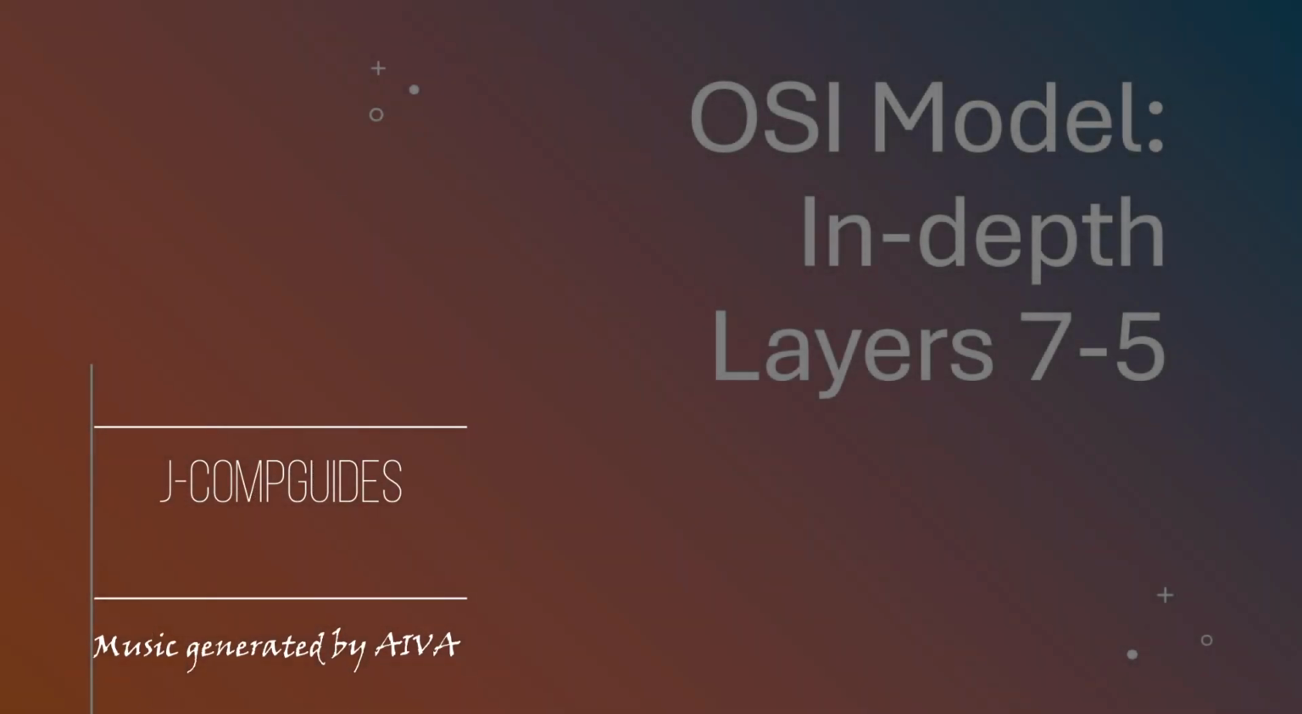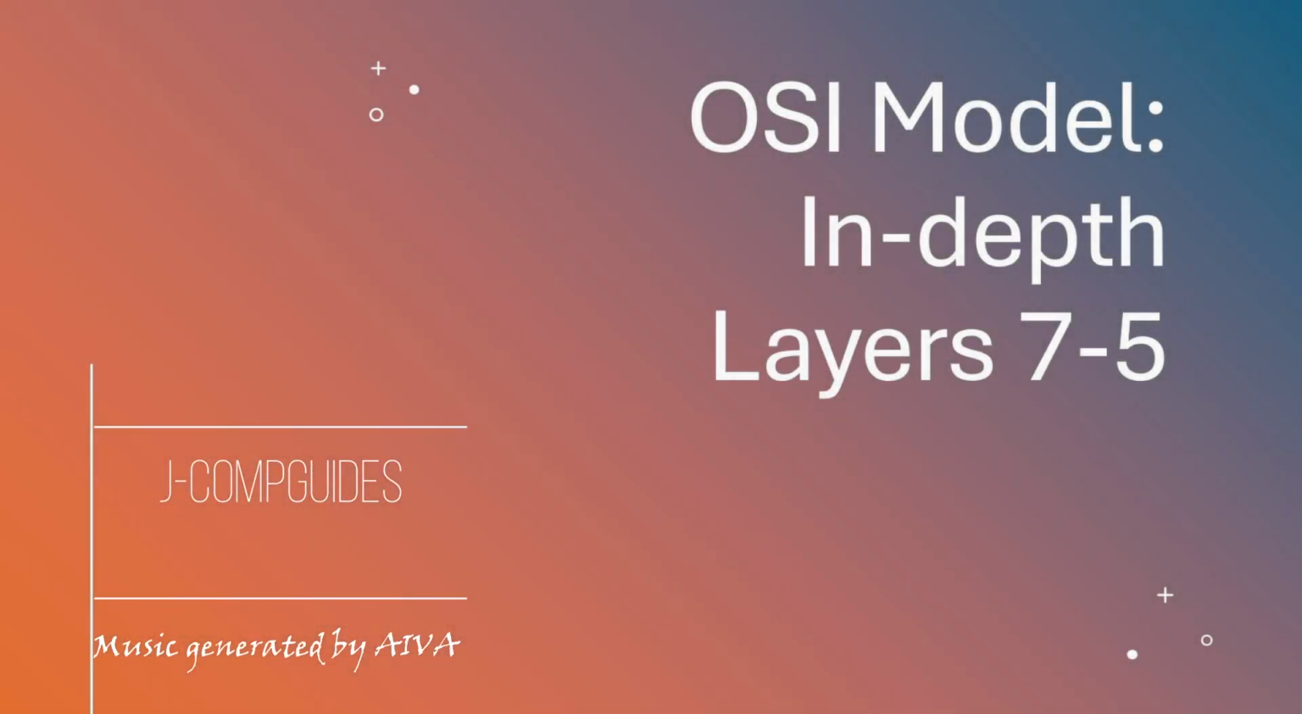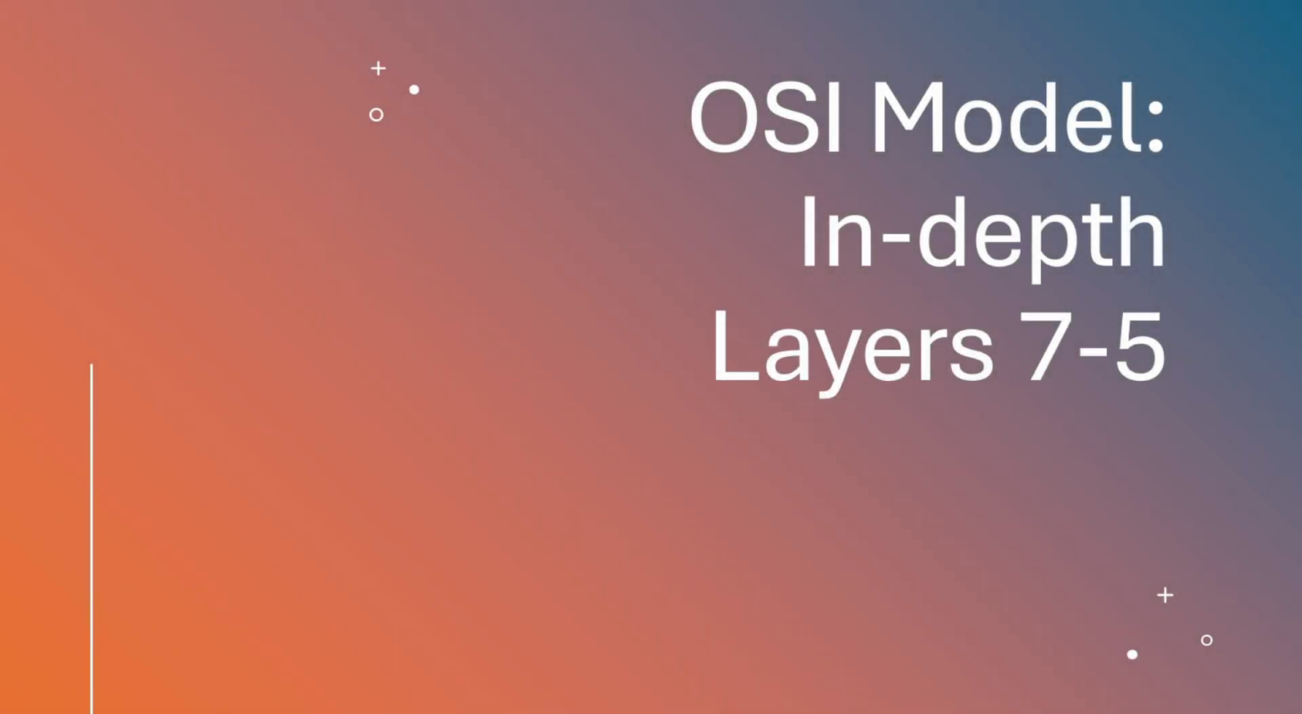Hello again. We're continuing our CCNA study course with the OSI model, this time an in-depth look at layers 7 through 5. Layer 4, the transport layer, we'll do an individual video on, and layers 3 through 1, network, data link, and physical layers. For now though, we're going to focus on layers 7 through 5. Alright, moving right into it.